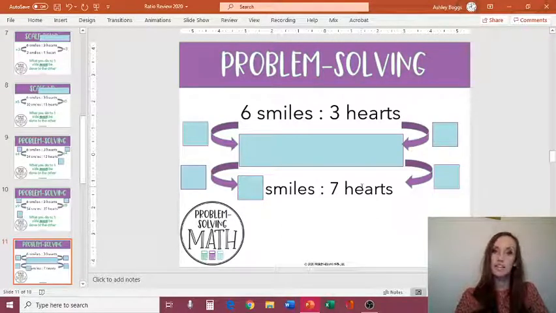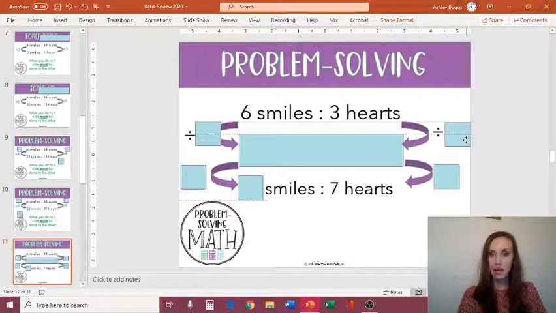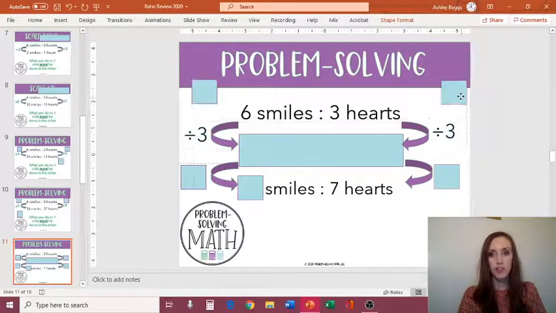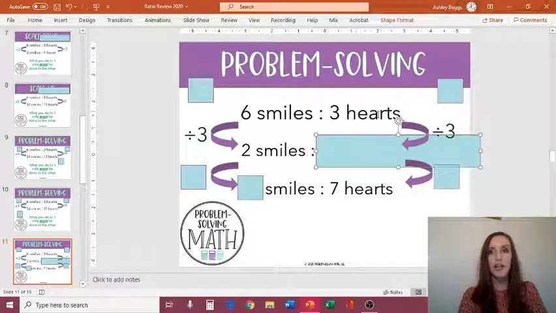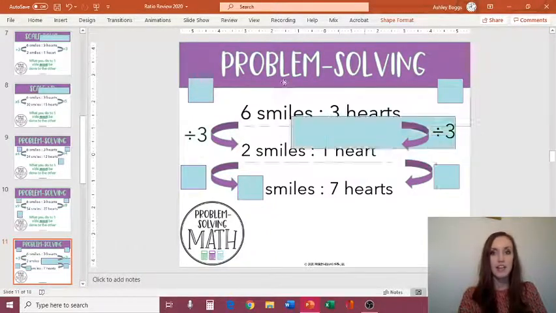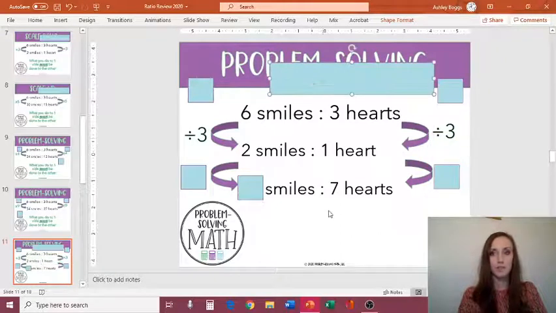Well, first, let's reduce it. So let's scale down our original ratio to put it in simplest form. When we scale down, we divide. And since we're putting it in simplest form, we're going to use the GCF, which is 3. What we do to one side, we must do to the other, so we do it to both sides. 6 smiles divided by 3 gives us 2 smiles, and 3 hearts divided by 3 gives us 1 heart.